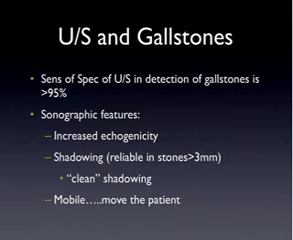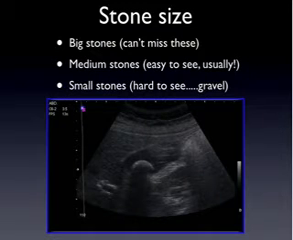As we discussed, the sensitivity and specificity of ultrasound in the detection of gallstones is reasonably high. The things we're looking for are increased echogenicity of stones. We're looking for shadowing in stones that are typically greater than 3 millimeters. This type of shadowing is termed clean, as opposed to the shadowing that you see from bowel loops that are full of air. Finally, the stones are mobile. They follow gravity, so moving the patients, these will tend to move around in the gallbladder. This would contrast from gallbladder polyps, which would not do the same thing.